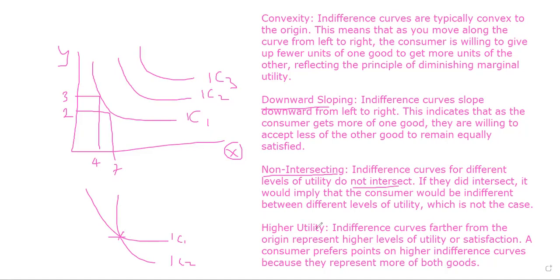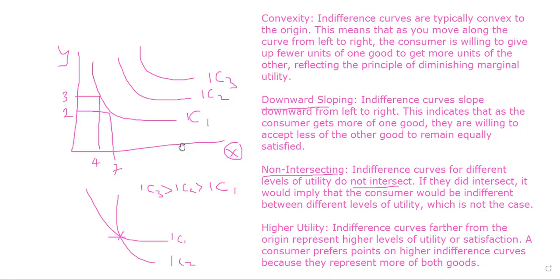Then also, higher utility means indifference curve 3 is higher than indifference curve 2, which is higher than indifference curve 1. So as you go up, you have more satisfaction. Are we together? The other property is the diminishing marginal rate of substitution, MRS. It means as you move from the left to the right, you're willing to give up resources for the other. So these are properties that we needed to understand of indifference curves.